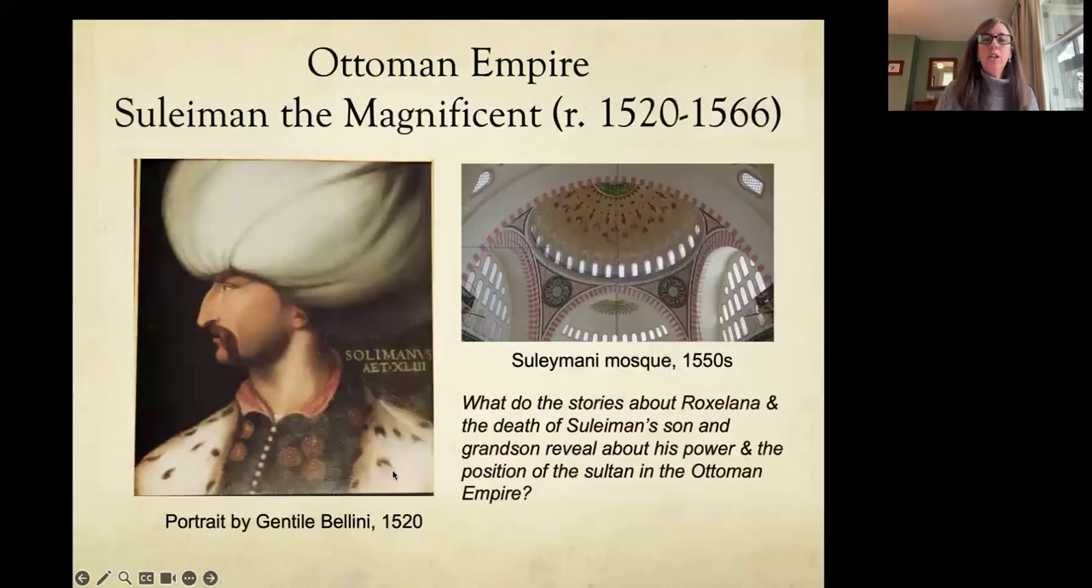Okay, so just a quick recap. We already met Suleiman before. We talked about his mosque. So now you guys have read, especially about Roxolana, who's such an interesting figure, although we're hearing about her through a European who's seeing it. So we've got some filters here. We don't have her own story. But what are these stories?